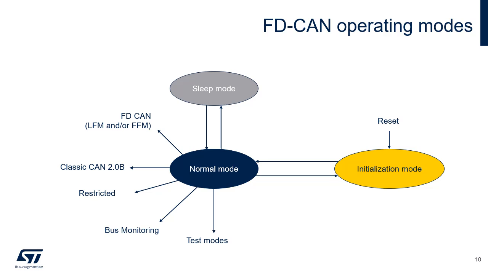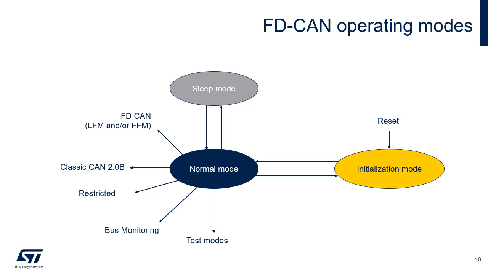When the CAN is in normal mode, the user can select different specific submodes. Classic CAN mode, compatible with CAN specification 2.0b. FDCAN mode. It can be long frame and/or fast frame mode, named respectively LFM and FFM. Restricted mode. The controller is able to receive data frames and acknowledge them, but does not send frames. It can be used in applications that adapt to different CAN bit rates.